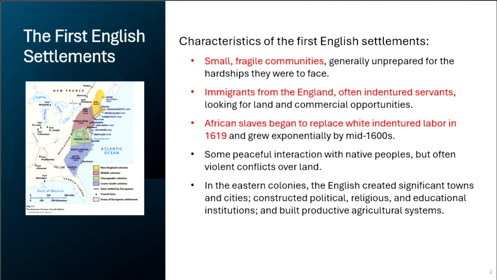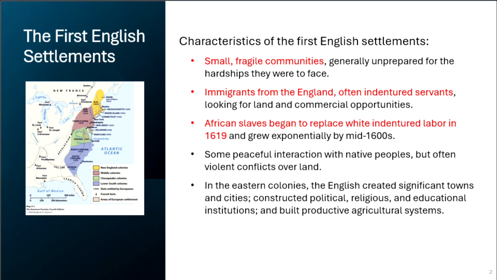Yeah, and of course, we can't forget about the Native Americans who were already here. What was their relationship like with these English settlers? It was incredibly complex, marked by moments of peaceful interaction and trade, but also periods of intense conflict over land and resources. That clash of cultures is really key to understanding how these early settlements developed. Yeah, absolutely. Okay, so we have a picture of these small, struggling communities, a mix of English immigrants, beginnings of slavery, a complicated relationship with Native Americans. Where do we even start?